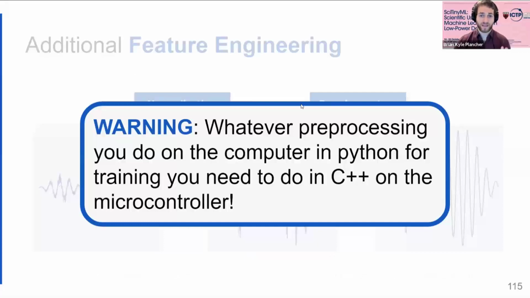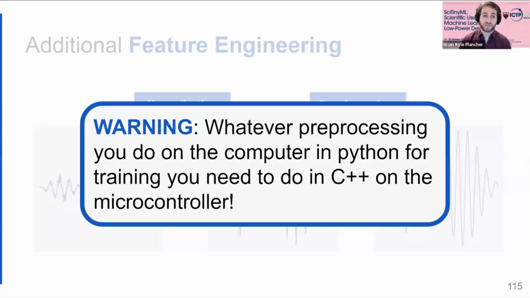Now, again, one quick warning. Whatever preprocessing you do in Python to do training, you must also do in C++ on the device, right? Because if your model only knows MFCCs, you have to give it MFCCs. You can't just suddenly give it a raw audio signal or it will go, I don't know what this is, right? Because you trained your model on some kind of input.